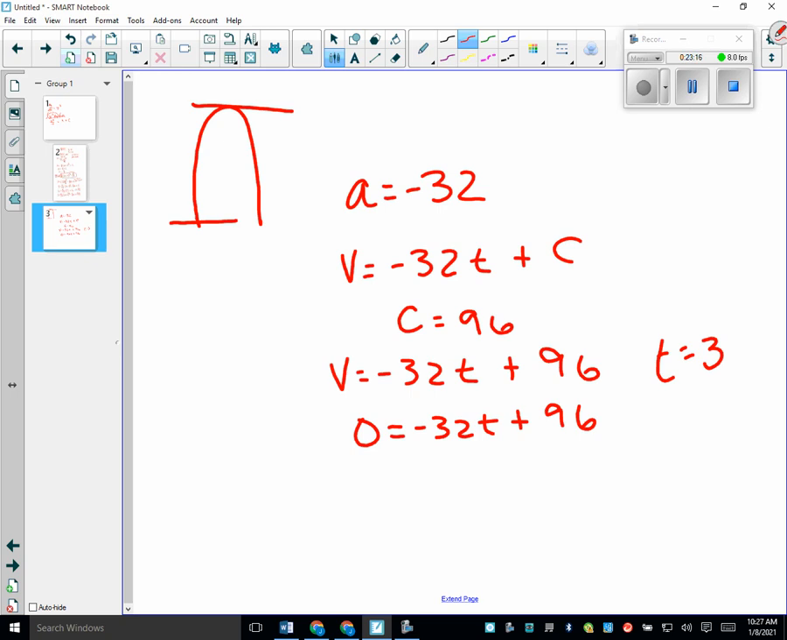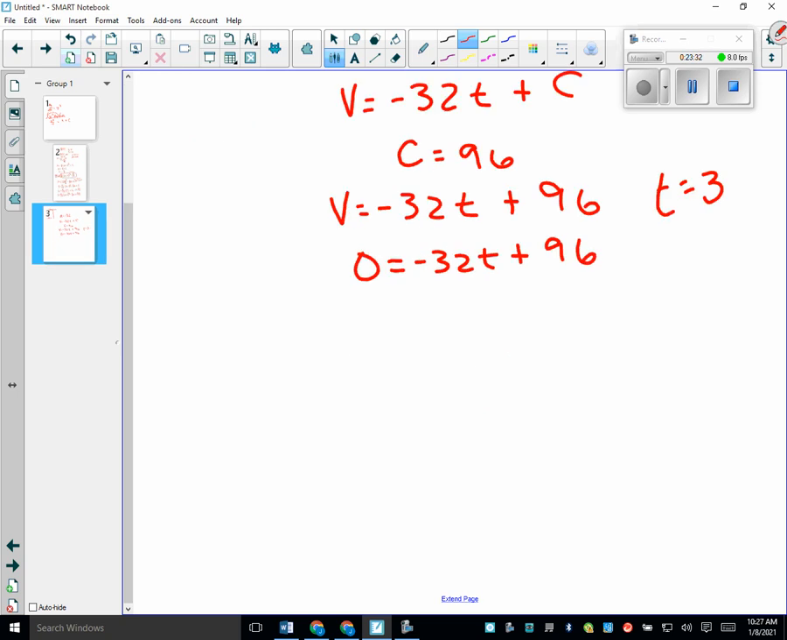V squared equals 2AD. Or you could just say D equals 1/2 AT squared and know that the acceleration is starting at 0 from the top. Its initial velocity is 0. I'm just thinking about how to solve this. You could have solved it earlier, I think. Well, if you're not in calculus, there's different ways to solve it, but they all kind of come back to the same thing.